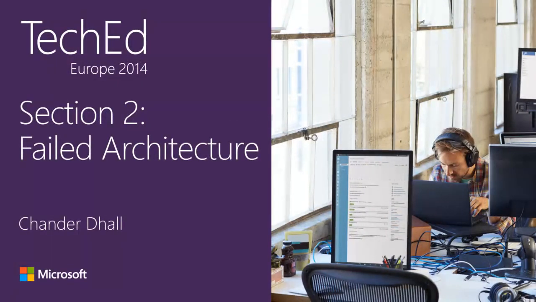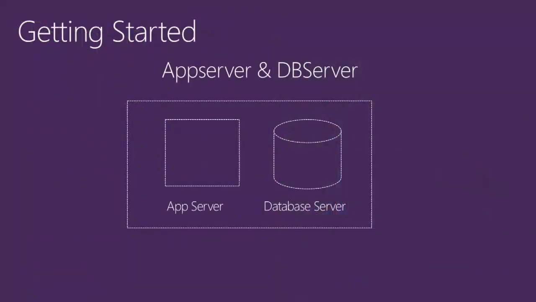Section 2, failed architecture. So let's just go and create an architecture and try to fail it. The best thing about a developer or an architect is failing fast. You want to fail fast. This is how we start. There's an app server and there's a database server. What we're going to try to do is fail this thing in theory.